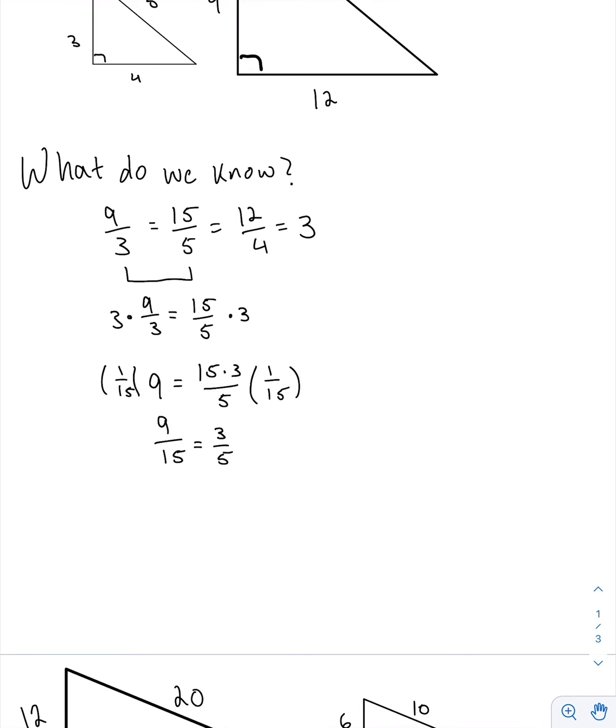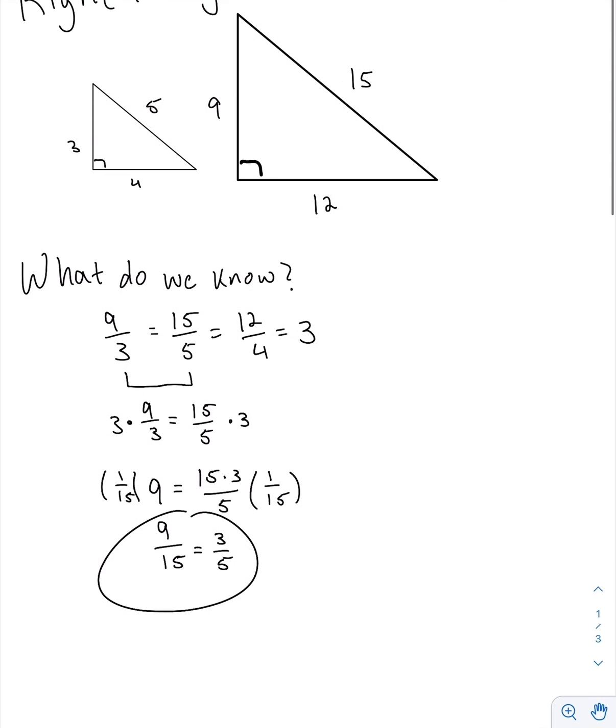Now, the reason that this result is interesting for us is because if we go back and contextualize this to our triangles, what we actually end up with is that this side divided by this side, so the ratio of these two sides, is equal to the ratio of these two sides on these triangles.